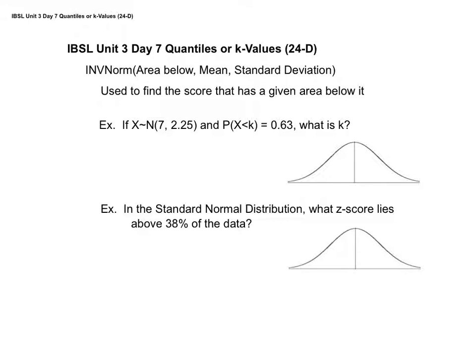So what we want to look at today is what are called quantiles, or they're also called K-values. What we looked at in the past, we looked at standard normal distribution. And in that whole process, and also with the normal CDF function, we were finding probabilities that a score would be in a certain range, okay? What we're doing here is kind of the opposite of that, all right?